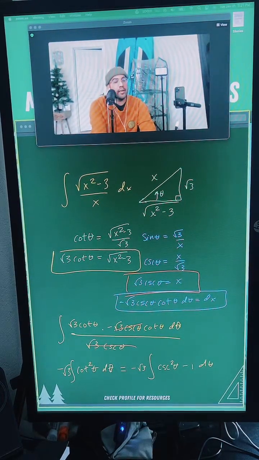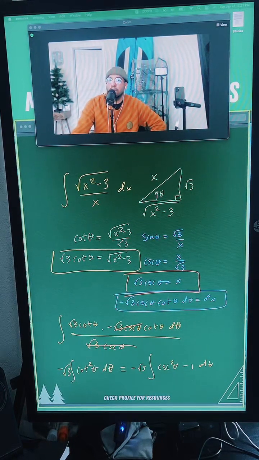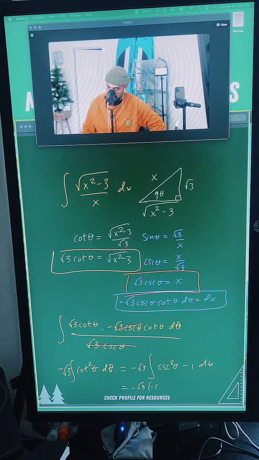All right, so now we just got to go ahead and take the antiderivative of this. Do we know what the antiderivative of this is going to be? That cosecant squared is literally just going to be a negative cotangent. So now we're going to have negative root 3 times negative cotangent theta plus, I guess we can say, root 3 theta, and then plus c.